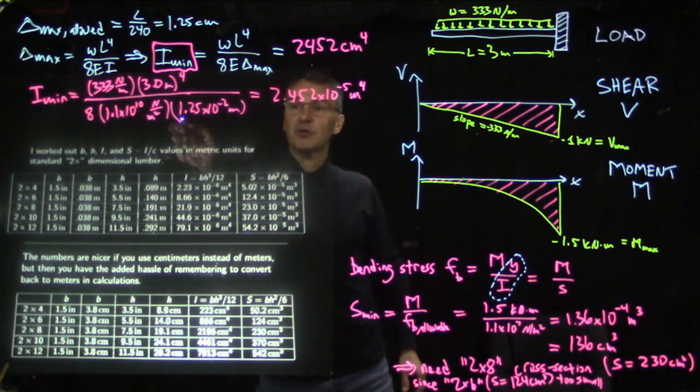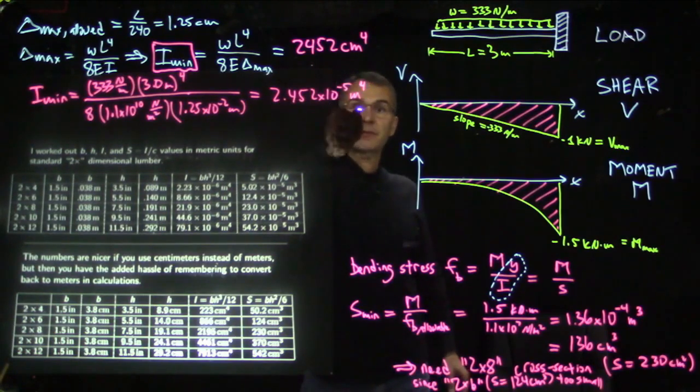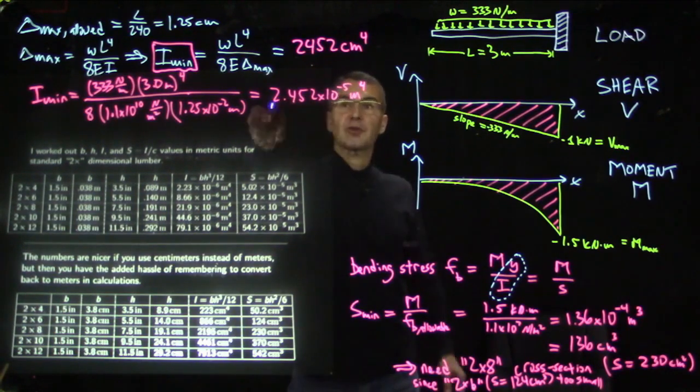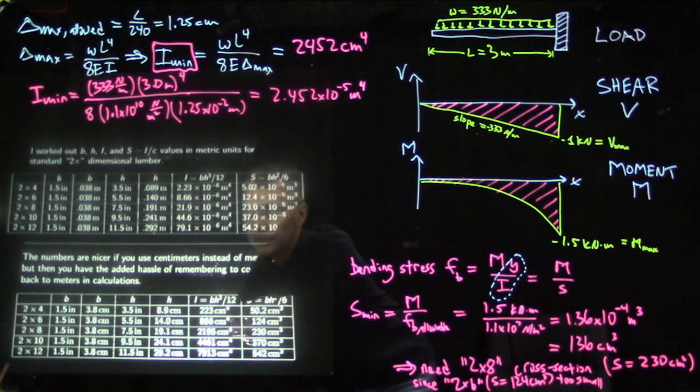So remember it was centimeters. So 1.25 centimeters is 1.25 times 10 to the minus 2 meters. So that gave me 2.452 times 10 to the minus 5th meters to the 4th power, which is kind of messy to write. So then I rewrote it in centimeters to the 4th power, 2452 centimeters to the 4th power. Then we can look back at our table of second moment of area for 2x's and 245. So it turns out a 2x8 is not sufficient.